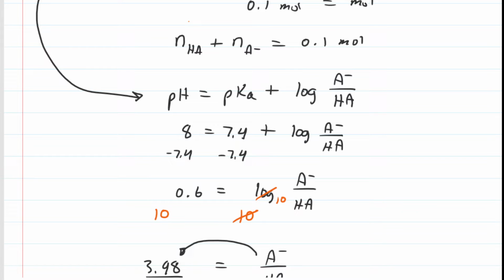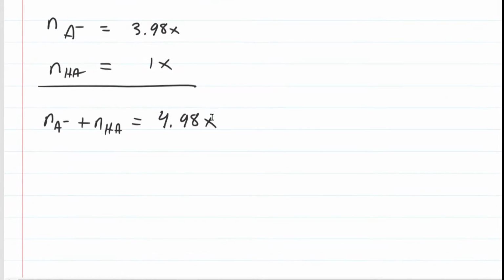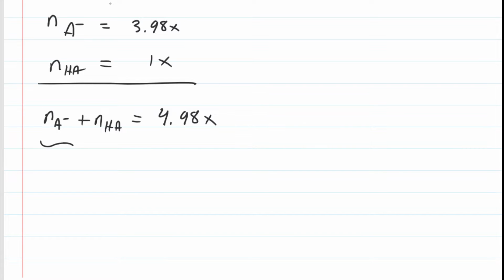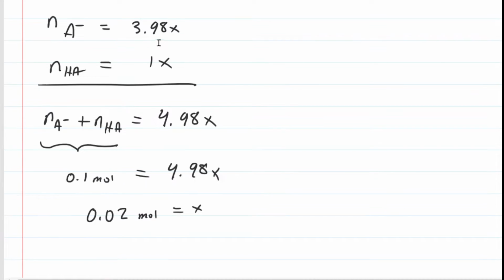Now we can actually figure out the value of x because recall earlier that we said that the moles of HA plus the moles of A minus was 0.1. So we can actually come down here and fill in 0.1 moles into this formula. And then we will divide both sides by x. So 0.1 divided by the 4.98 is going to give us 0.02 roughly. So that's 0.02 moles. That's going to equal our x. Okay, well, that's great.